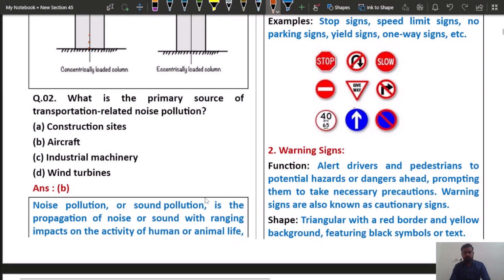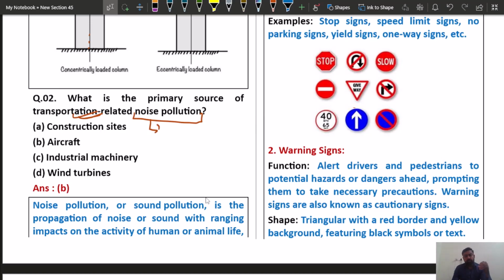What is the primary source of transportation related noise pollution? In this question, asking about what are the sources of the noise pollution which is produced by the transportation. Options are given: construction sites, aircraft, industrial machinery, wind turbines. If we are talking about noise pollution, what is noise pollution?